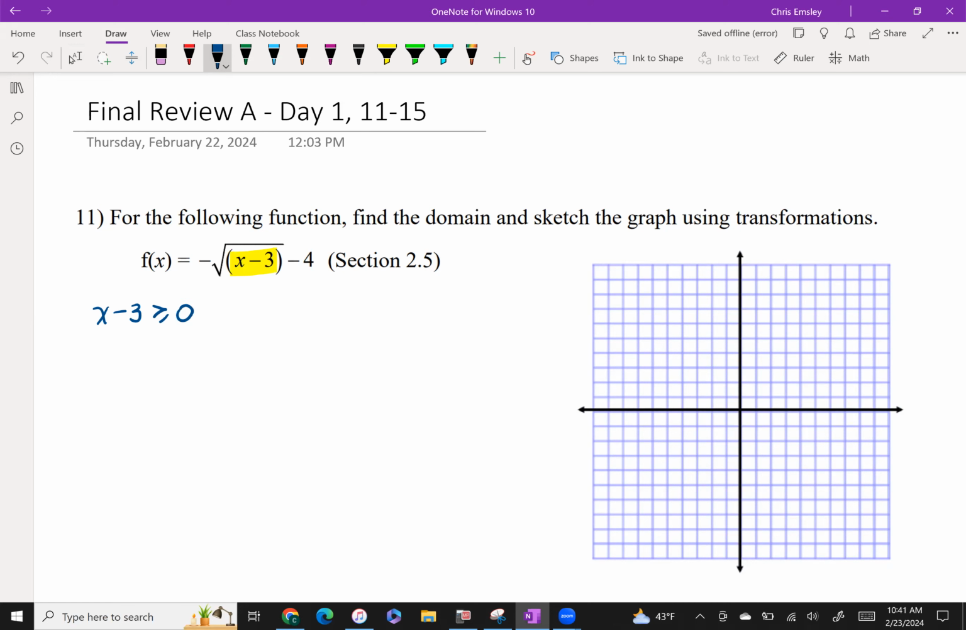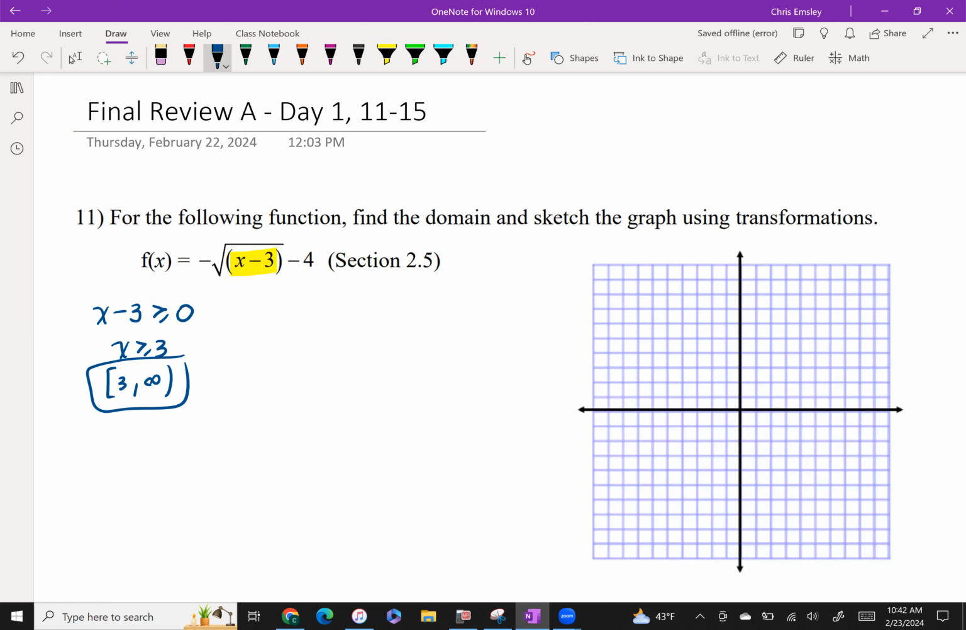Add the 3 to both sides, x greater than or equal to 3. So our domain is 3 to infinity. We do not have to worry about this negative sign and this minus 4 because those don't affect whether or not things are defined. That doesn't affect our domain. It doesn't give any more restrictions.